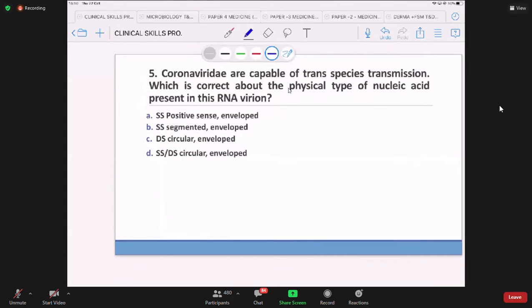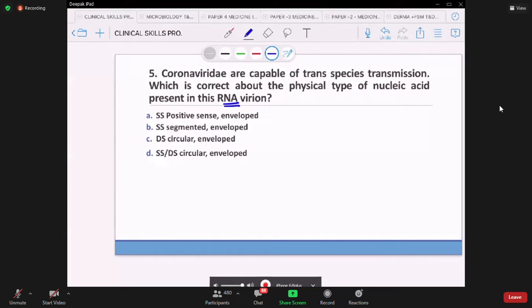Let's handle another one. Coronavirus is the in thing nowadays. It has a trans-species transmission. You very well know that. He's asking you regarding the physical shape of the nucleic acid present in this RNA virion. He himself told you it is an RNA virion, right? The small RNA virus is mutating, can mutate. This is causing so much trouble. And he's asking you what is the variety?